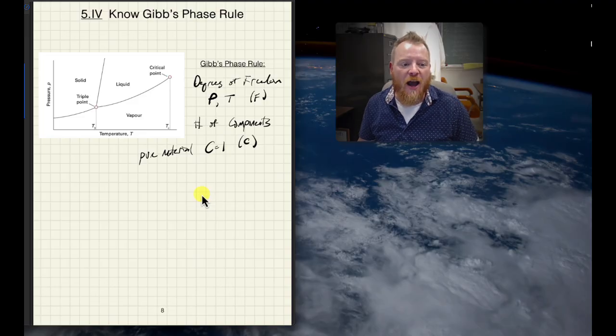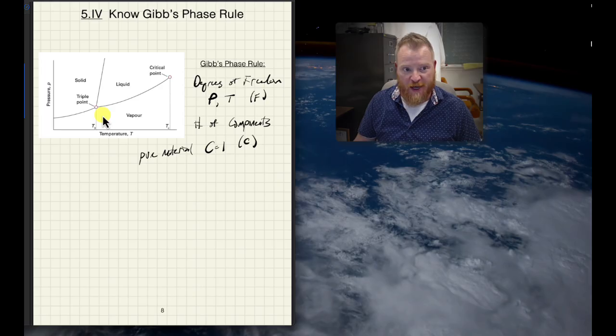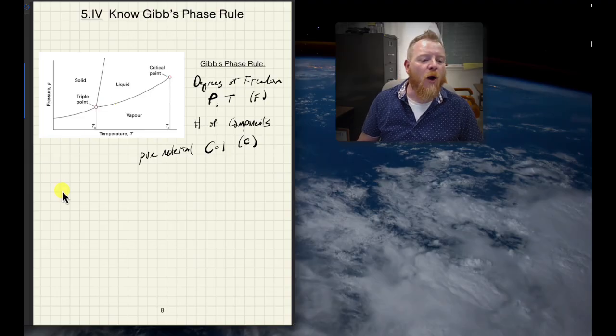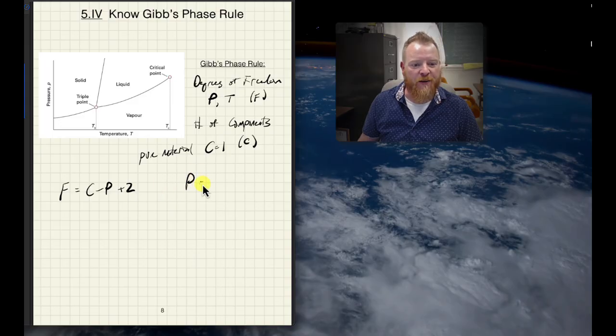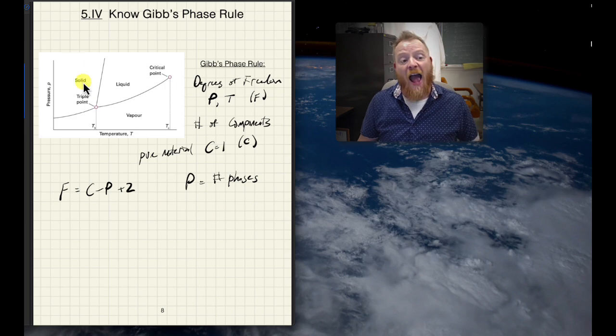Most of the time, you've probably only seen or will only see a pure material phase diagram. But we can have multi-component phase diagrams. They get a little complicated, but all the same, we can do it. So Gibbs phase rule goes as follows: F equals C minus P plus 2. The last thing to describe is P, which equals the number of phases at a given condition of pressure and temperature.